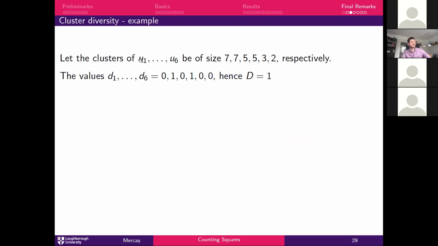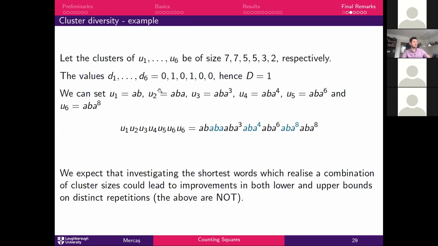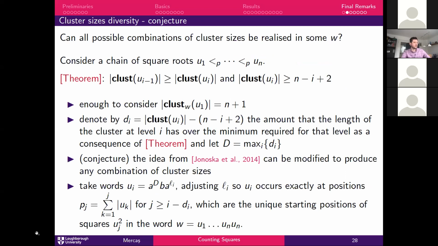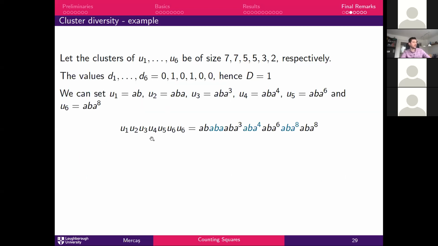So for the maximum for U1, I would need 7. Then for U2, I would need 6. So it's 7 minus 1, it's 6. Then 5, and so forth. And then I'm using the construction over here, namely having something like a to the power d, where d is the maximum of these distances, b, and then an index li. And I can get the word. So I get ab, aba, aba cubed, aba fourth, and so forth. And this word here will have exactly these numbers in terms of clusters of each of the squares.